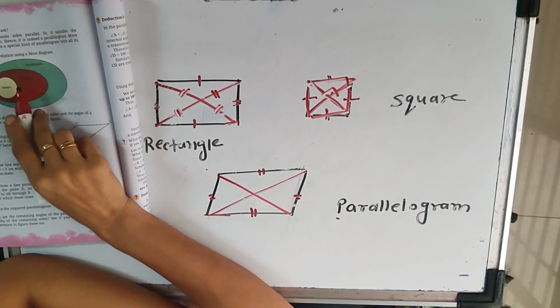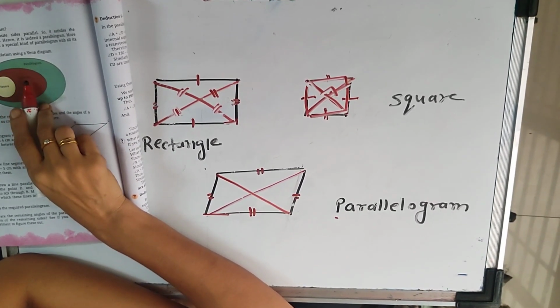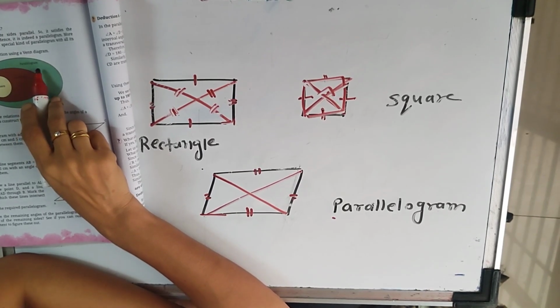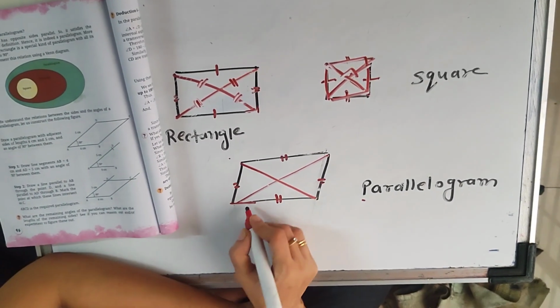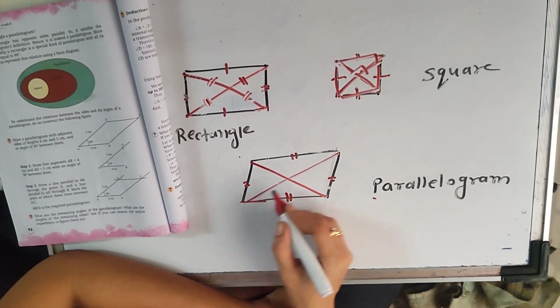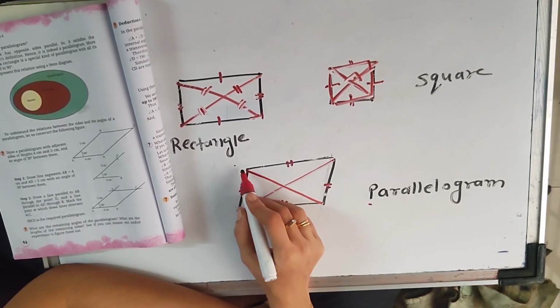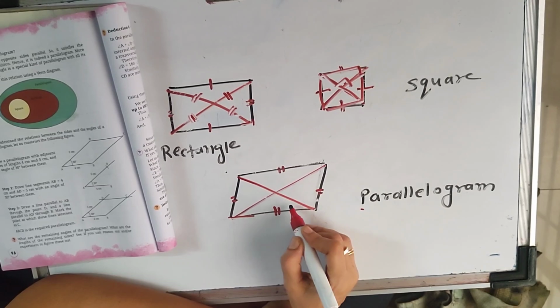Same way, in parallelogram and rectangle, all rectangles are parallelograms but not all parallelograms are rectangles. Why? See here, again see the figure. Here opposite sides are equal, they are parallel to each other and diagonals bisect each other.